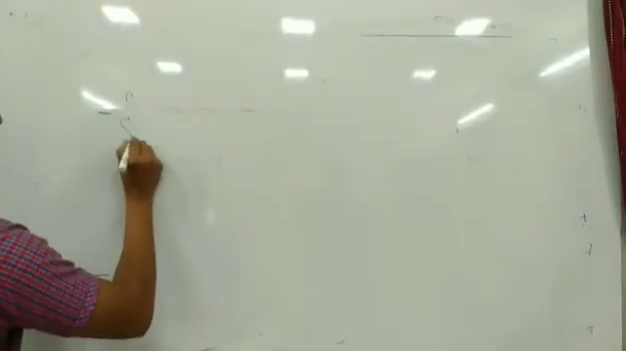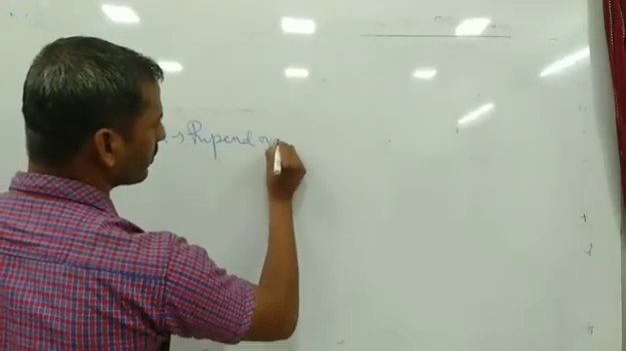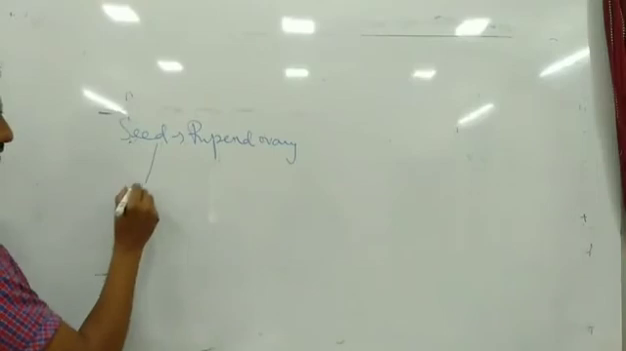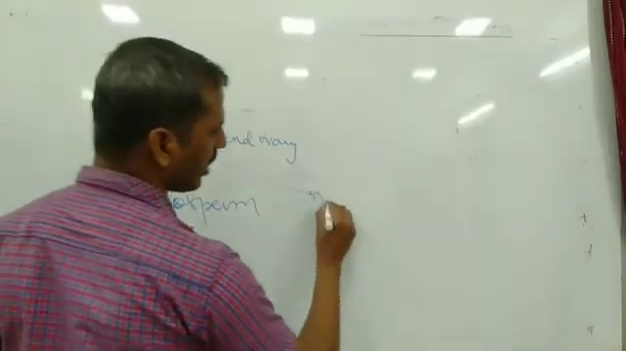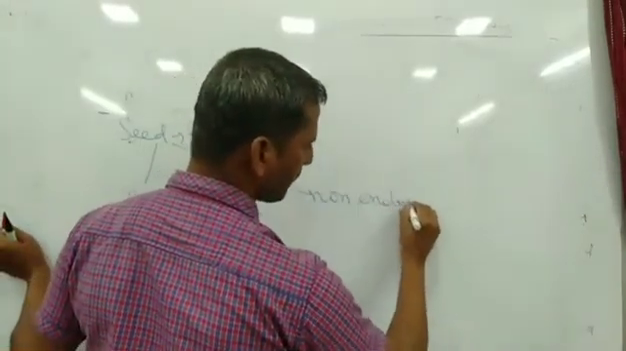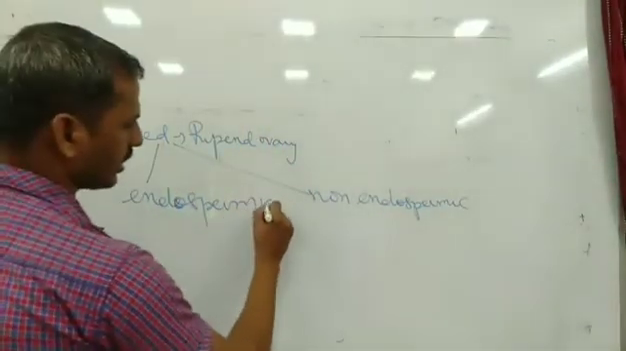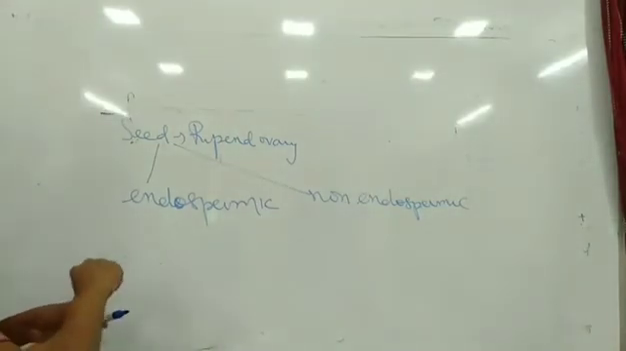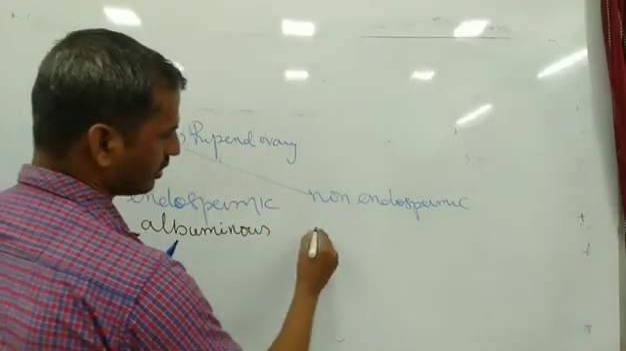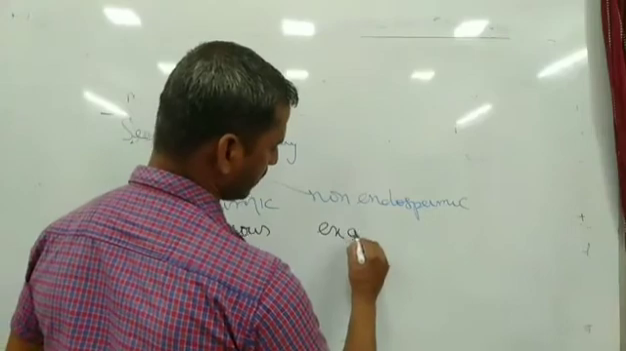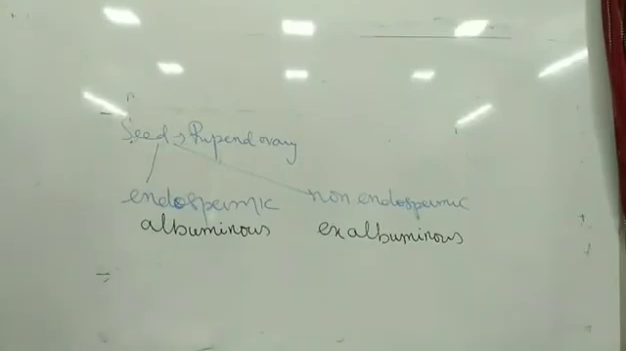Seed is a ripened ovule. A seed is either endospermic or non-endospermic, also called albuminous or non-albuminous. So the seed is the ripened ovule.